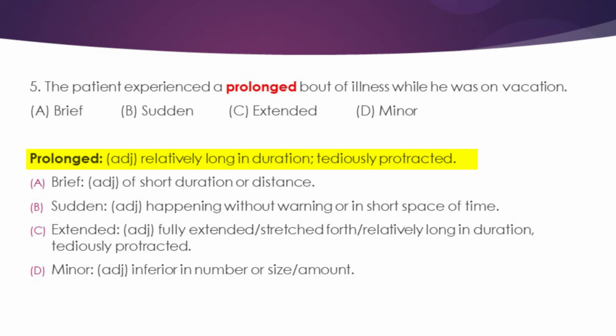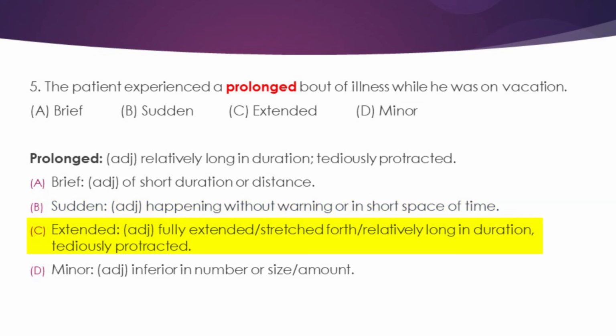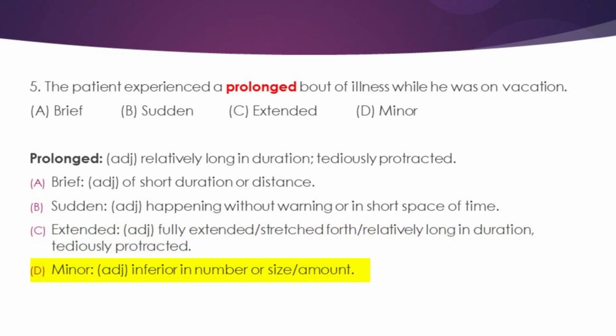Prolong is an adjective which means relatively long in duration and tediously protracted. Our options are A, adjective of short duration or distance, B, suddenly, adjective happening without warning or in short space of time, C, extended, adjective fully extended, stretched forth, relatively long in duration, tediously protracted, D, minor, an adjective inferior in number or size or amount.